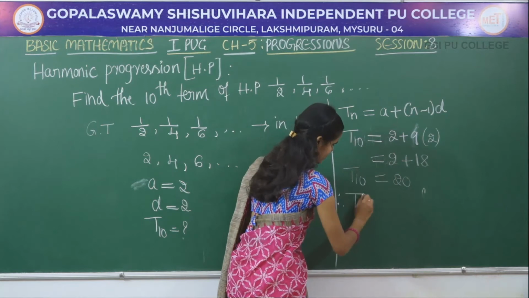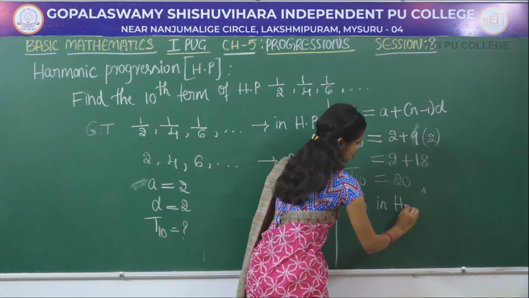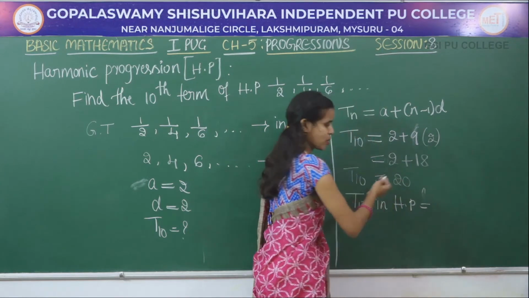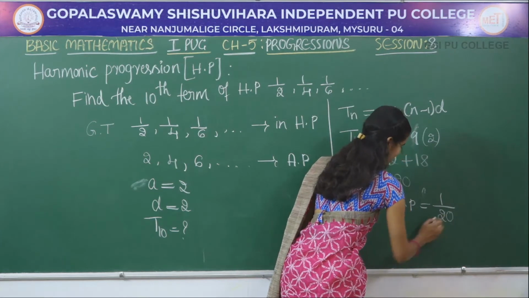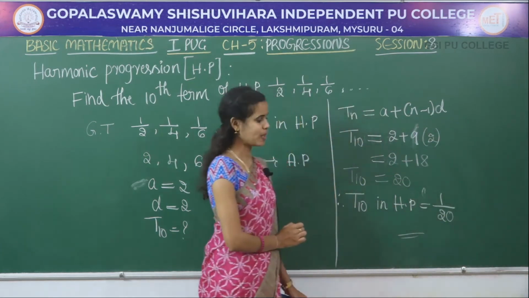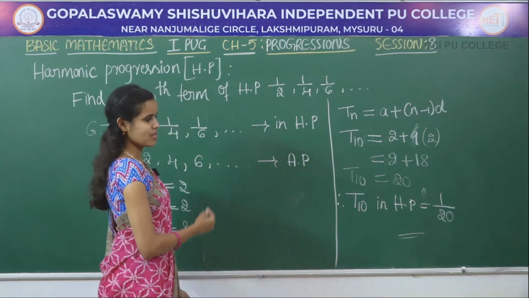Therefore T10, the 10th term in HP, is equal to the reciprocal of this term. The reciprocal of 20 is 1 by 20. Therefore the 10th term in HP is 1 by 20. Okay. So next problem, a similar problem.